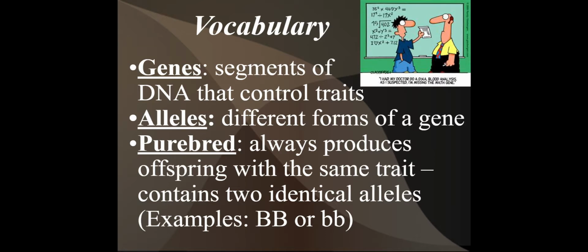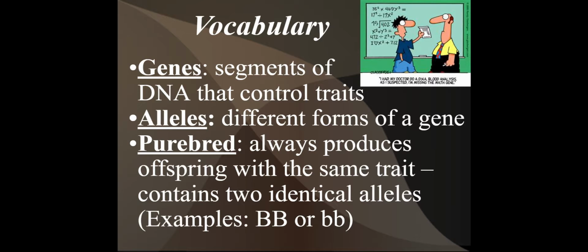If something is called purebred, it will always produce offspring with the same trait. So it's going to contain 2 identical alleles. In other words, both parents gave the exact same form of the gene. When we talked about Mendel and the tall, a pure tall plant would be one where the sperm had a gene for tall and the egg had a gene for tall. So the only genes that seed has in it would be for tall plants. The letters, big B or little b, are representing the gene alleles.